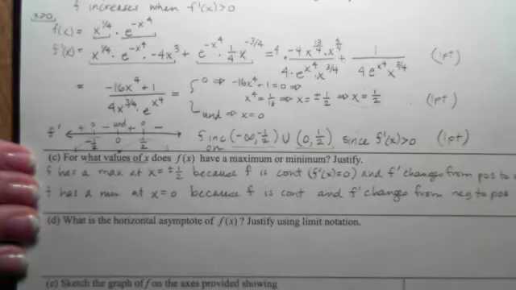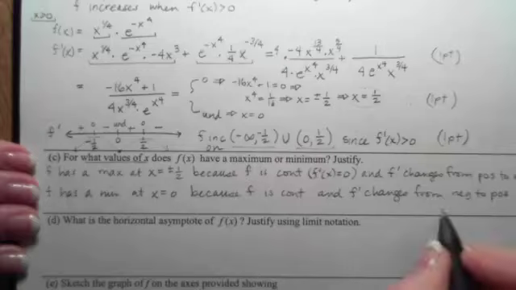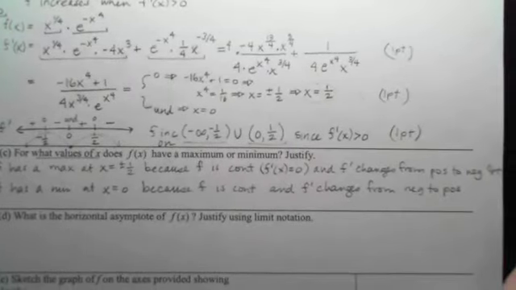So the point breakdown on this is we get 1 point for the max with justification, and we get 1 point for the min with justification. So 1 point here.